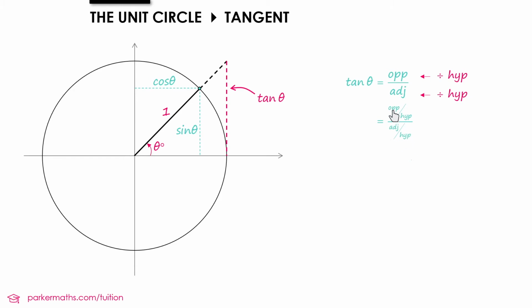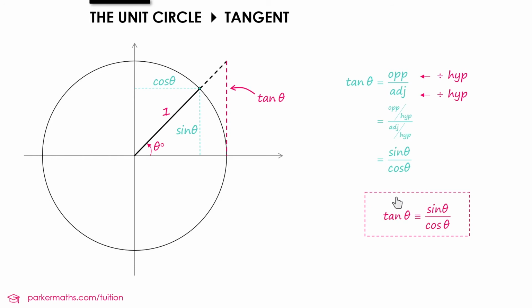And if you look at what we have on the top and the bottom of this fraction, you might recognise that they are other trigonometric ratios. Opposite over hypotenuse is sine, adjacent over hypotenuse is cos. And so we get tan theta equals sine theta over cos theta.